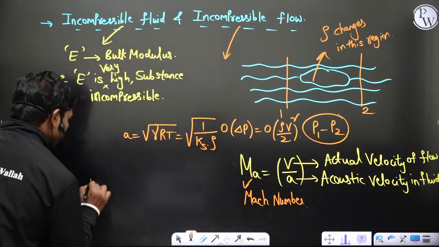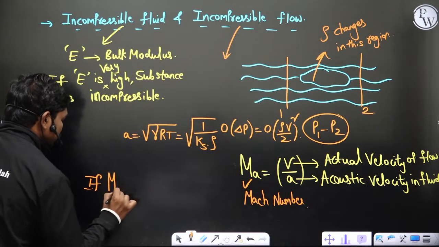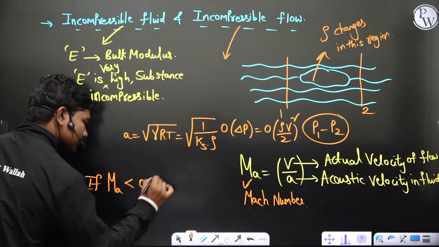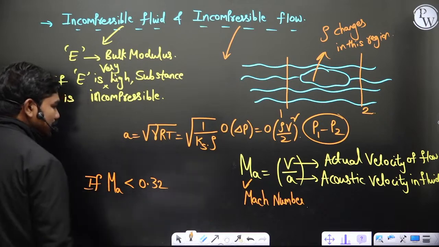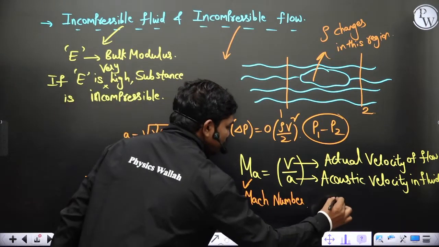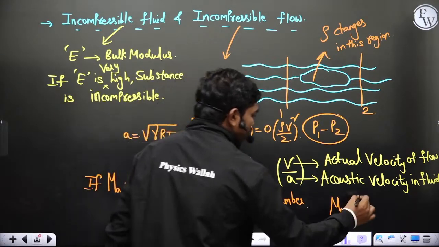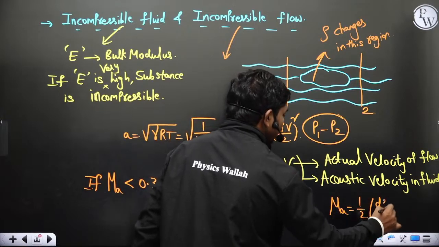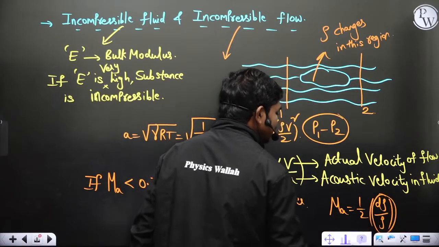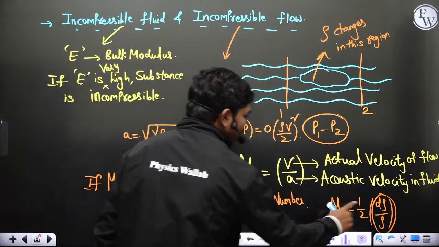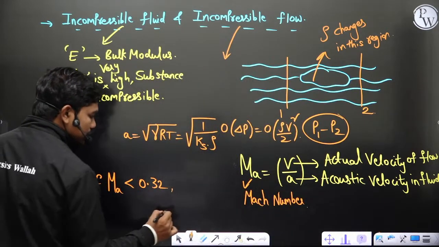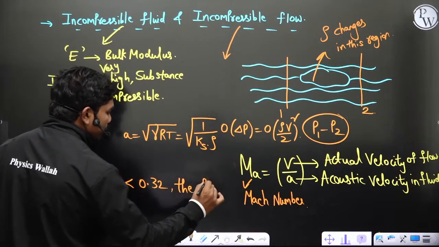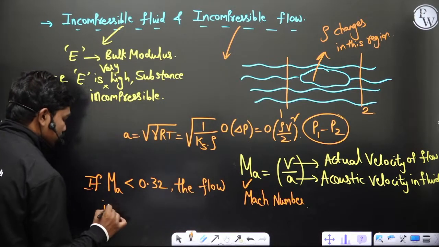So if the Mach number is less than 0.318, which is the actual value, but sometimes for calculation benefit we take 0.33. Actually we will get Mach number is equal to half times d rho by rho. When this density variation is less than 5%, we will do certain analysis. So right now, if the Mach number is less than 0.32, the flow is incompressible.